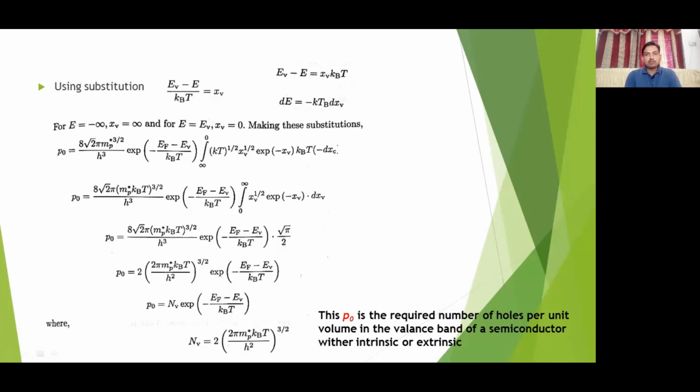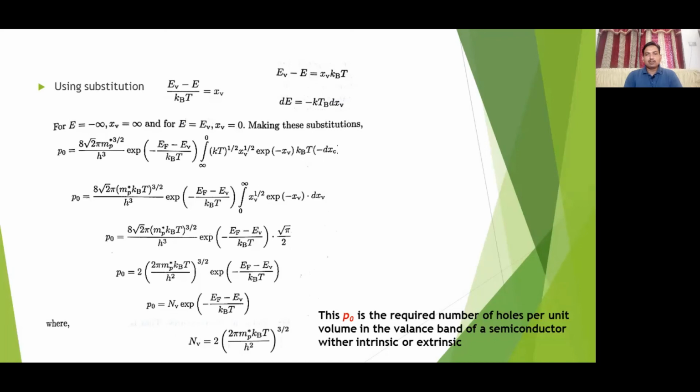So just simplify it, and you will get the concentration of holes, which is equal to NV exponential of minus EF minus EV over KBT. Here EF is the Fermi energy, EV is the energy of the top of the valence band, KB is the Boltzmann constant, and T is the temperature. So this P naught is the required number of holes per unit volume in the valence band of a semiconductor. This is true for both intrinsic as well as extrinsic semiconductors.